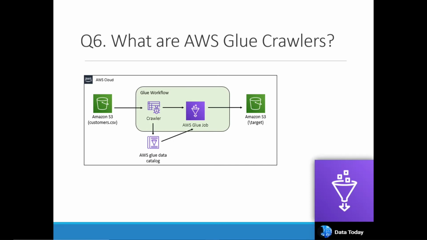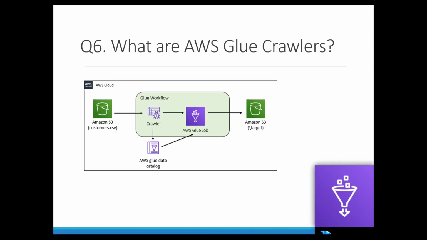Basically, the ETL jobs that we define in AWS Glue use these data catalog tables as a source and target. So AWS Glue ETL jobs read from and write to the data store that is specified in the source and target data catalog tables. So these are the usages of the AWS Glue crawler.